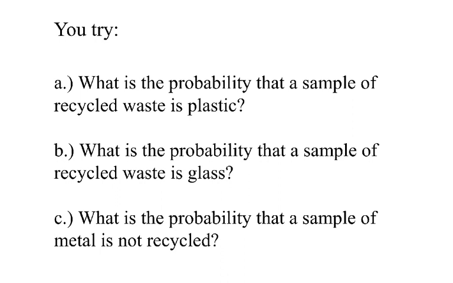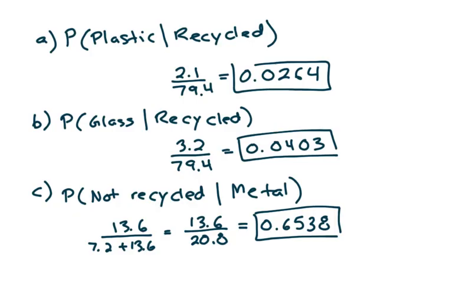So go ahead and pause the video and try the you-tries. Please pay attention to what it is a sample of, what is your given. So pause the video and try these you-tries. So go ahead and check your answers. Notice that the first two kind of follow the same pattern, is that it was recycled material. It was given that it was recycled. Now our second one was a sample of metal. So we are only looking at the metal. So the total metal is going to go on our denominator.